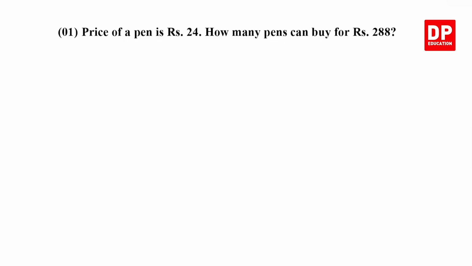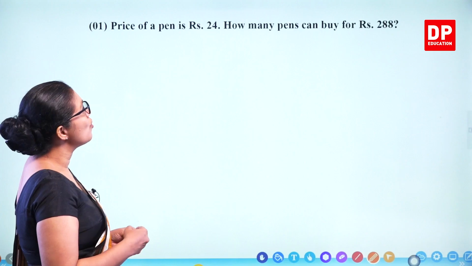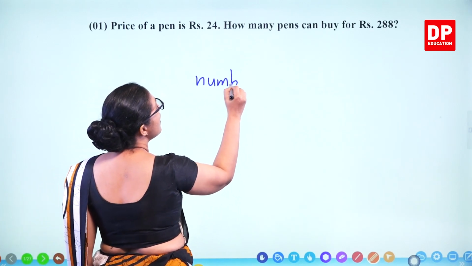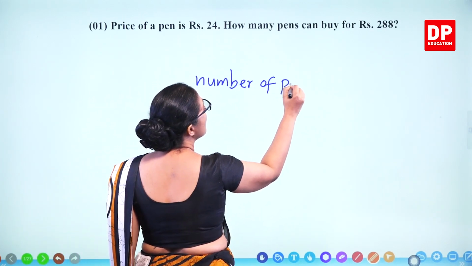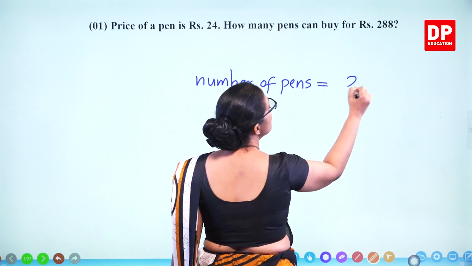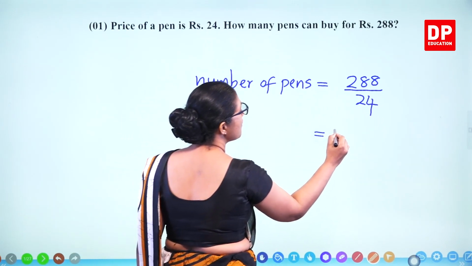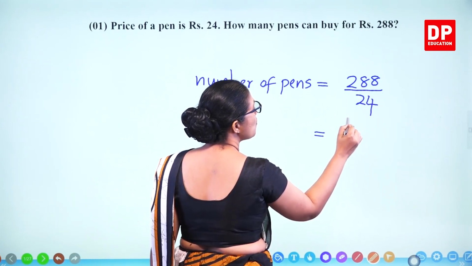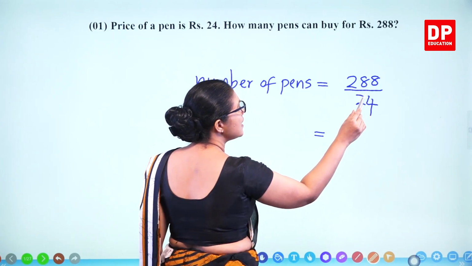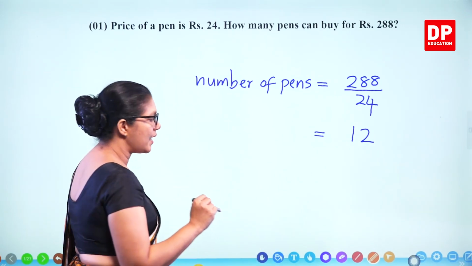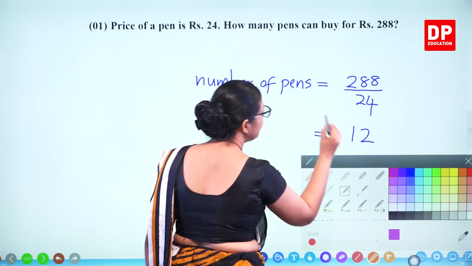Question number 1. Price of a pen is 24 rupees. How many pens can you buy for 288 rupees? We can find the number of pens by the total divided by the price of 1 pen. 24 times 1 is 24, and 24 for 48, that means 2 times this. So 12 pens you can buy. 2 marks for that.